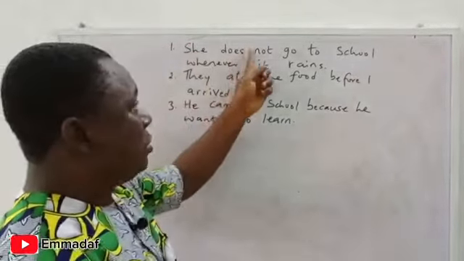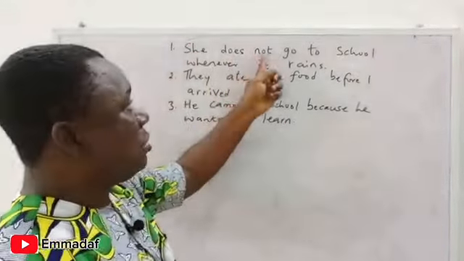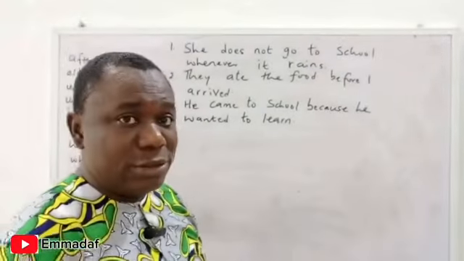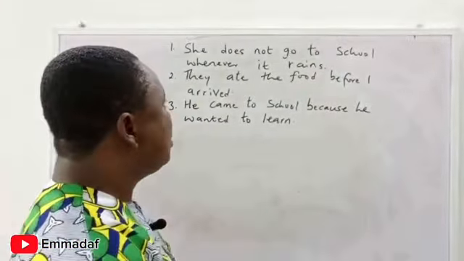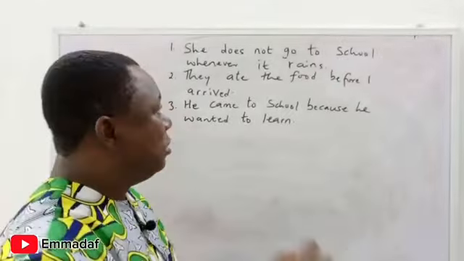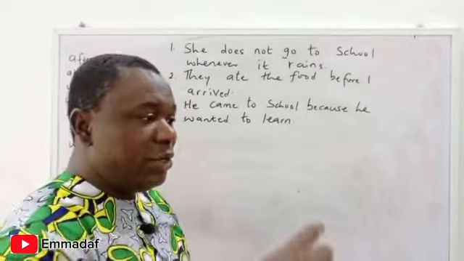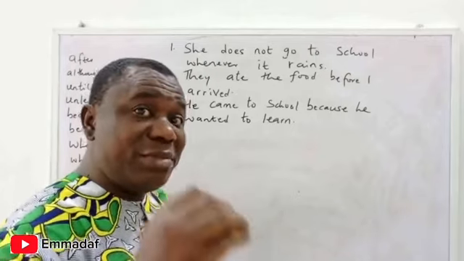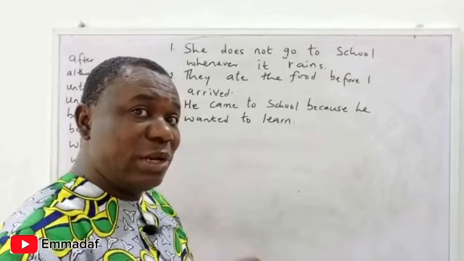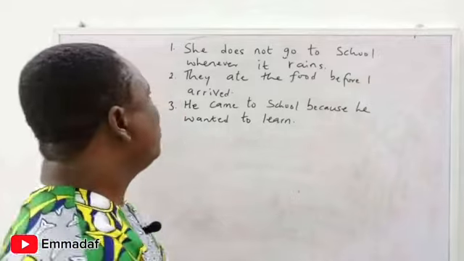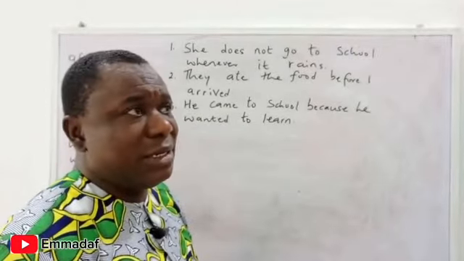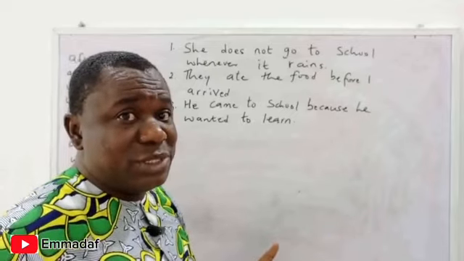She does not go to school whenever it rains. This complex sentence has a main clause. The main clause is she does not go to school. If we isolate it, if we remove it, it can stand alone and it will make sense. It will make what we call a complete thought. Whenever it rains cannot stand on its own as a simple sentence.